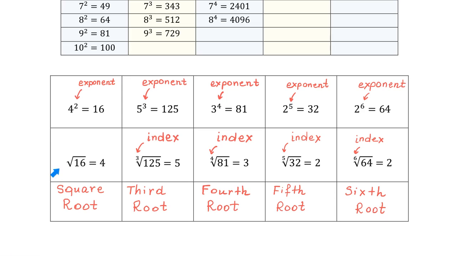When the index is 2, we usually don't write it, so each time you don't see an index, just remember that the index is 2. And if it helps, you can write that the index is 2.